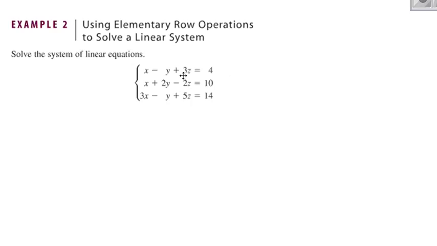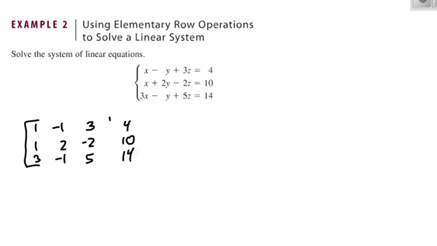So let's solve this system as a matrix. So first let's write it as an augmented matrix. You only write the leading coefficients. So 1, negative 1, 3, and it equals 4. 1, 2, negative 2, and 10. 3, negative 1, 5, 14. So again, I'll draw my equal sign line.